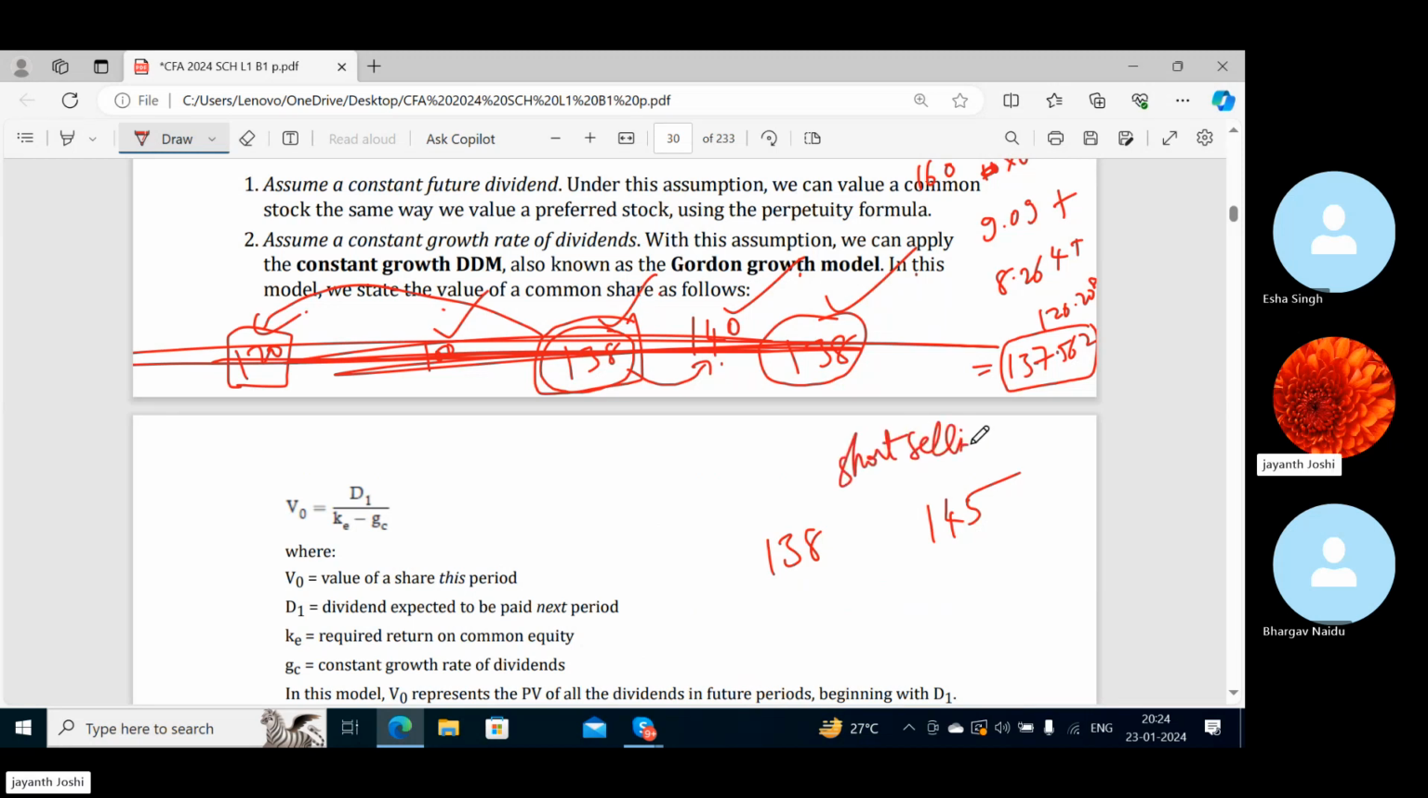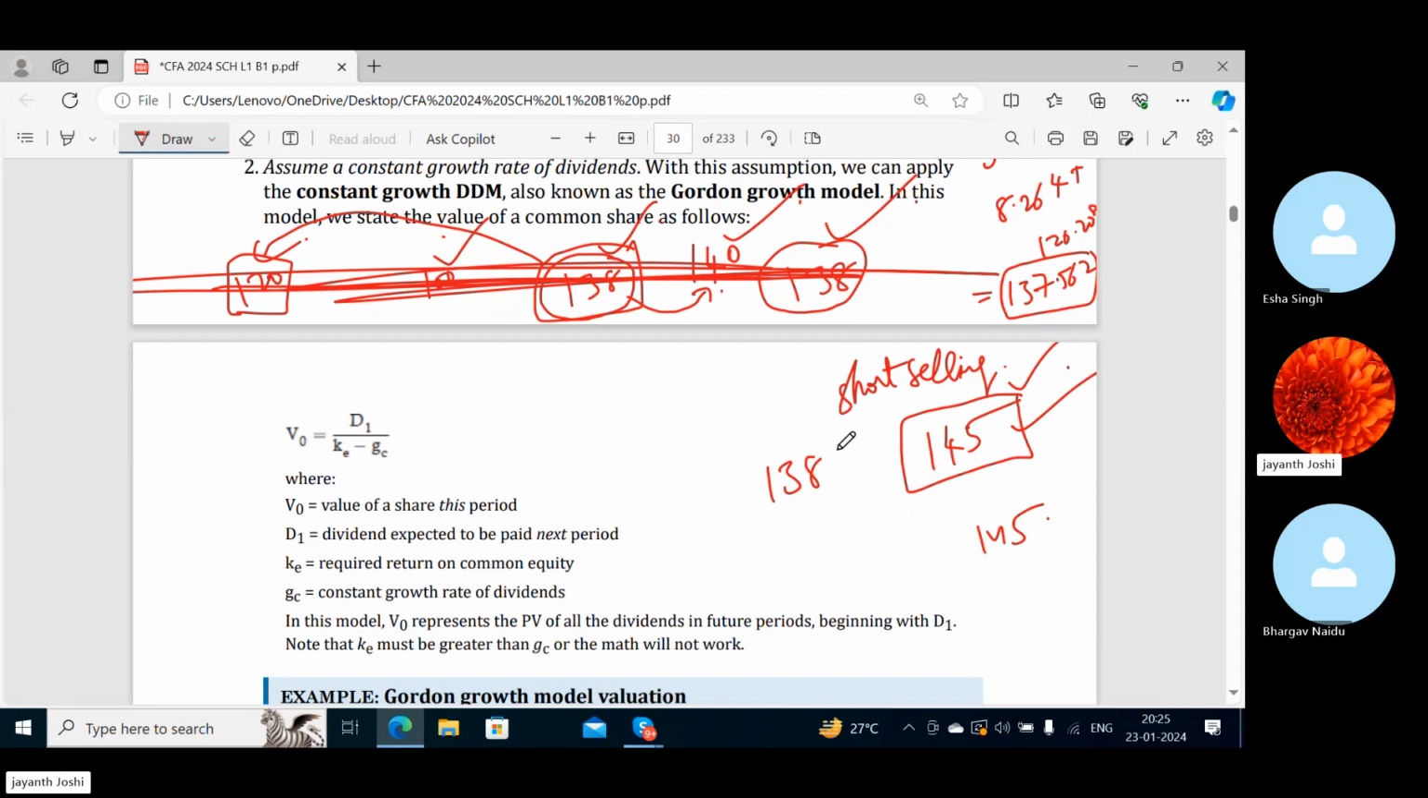What is short selling? Short selling is because the stock is trading at a higher value. You can borrow stocks from a broker or from your friends or whoever holds it. You can immediately sell this stock and you can get 145. Definitely the market is going to get corrected, or a correction is going to happen because the stock is overvalued right now. Its value should be 138, but it is trading at 145. It's overvalued. When it's overvalued, you can do short selling.